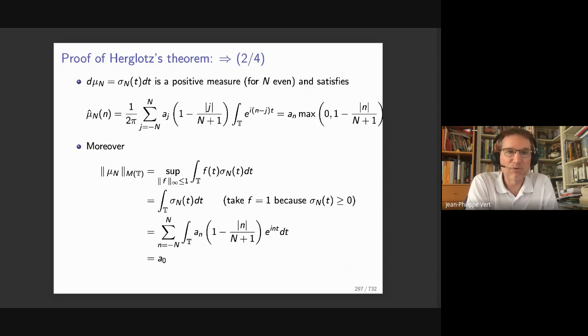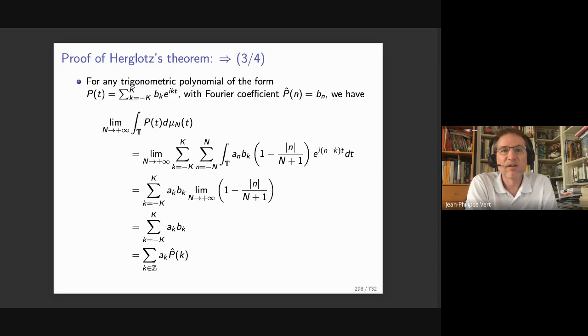And so because mu n is positive, the supremum is reached when f is a constant function equal to 1, in which case, when we do the computation, we obtain just a0. Right, so this means that for any capital N, the function mu n is a positive measure, and its norm is equal to a0. It's a bound, and so for any n, it's bounded by a0. All right, so the reason why we estimated this norm is just that then we will try to take a limit when capital N gets large.